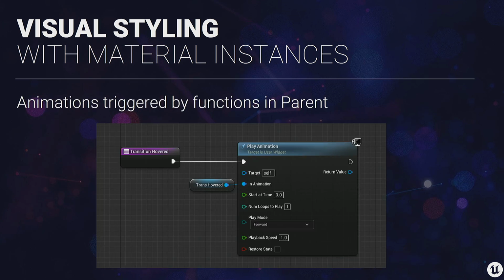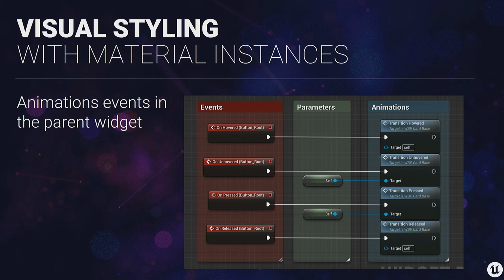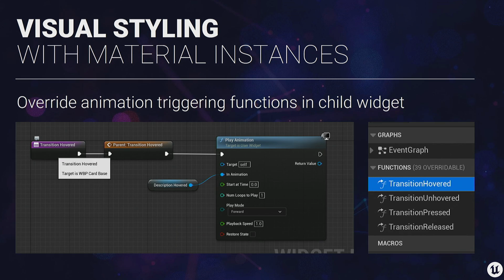So we do this by first setting up a bunch of functions that play these animations inside of our parent widget. Then we have the standard buttons events, and we tie those functions to those events. So it's a one-to-one function to event. Then inside of the child widget, we can basically overwrite that function and then tack on the other functionality that we need when those events are triggered.